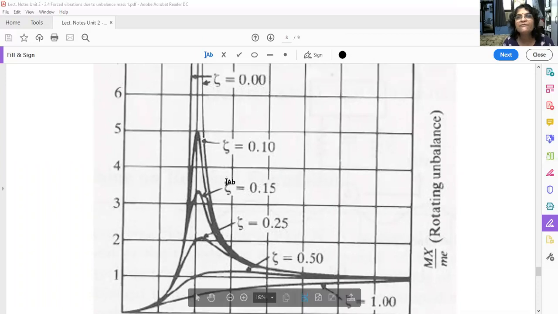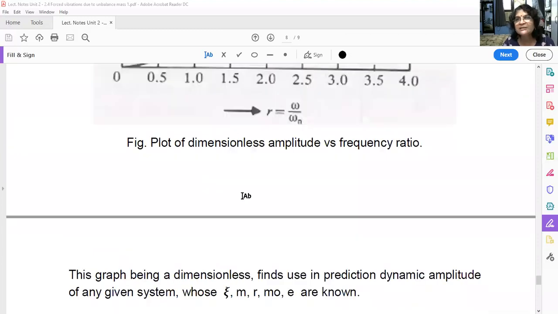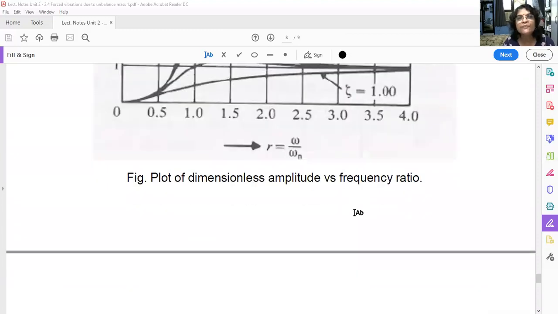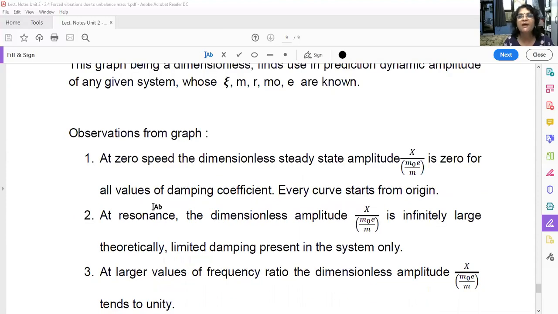Now we have to study different cases for different damping ratios. Let us consider, see, these are the observations. We'll go one by one. So this is the plot of dimensionless amplitude versus frequency ratio. This graph, being dimensionless, finds use in predicting the dynamic amplitude of any given system, where we know the value of zeta, the value of r, that is omega upon omega n, the frequency ratio, and then M, O and E are known.